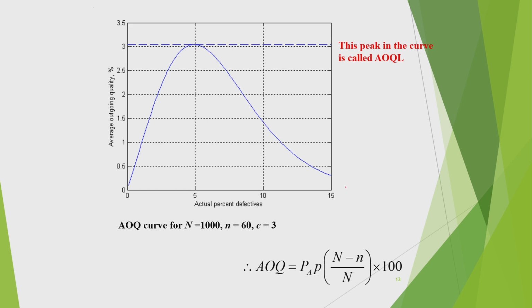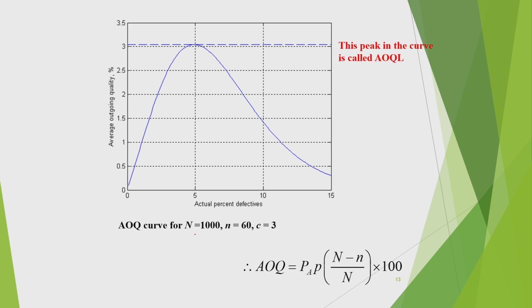Why does it happen like that? Because if defectives are more, then there will be more chances that they will be caught, and then you have to do inspection again. That is why. So you just see that this peak in the curve is called AOQL, that means average outgoing quality limit.